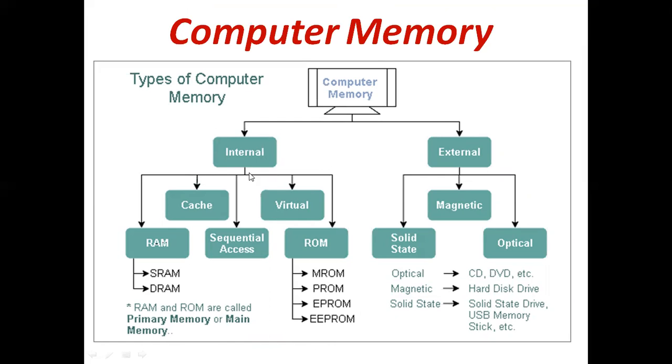Internal memory is inbuilt with the computer. External memory is external, like pen drive, DVD, hard disk, solid state drives, USB memory. These are all the external memory. Internal memory means RAM, ROM. These are all the internal memory. Internally, we are going to store this memory. So RAM and ROM are called primary or main memory, right? So this is about the computer memory.